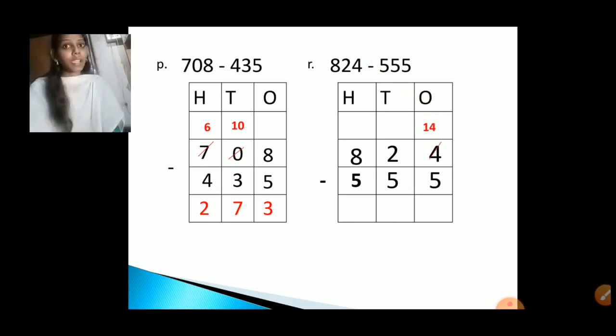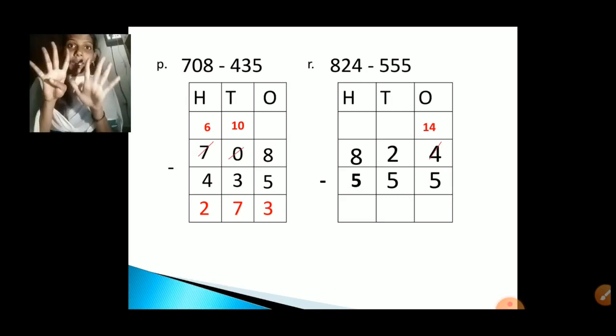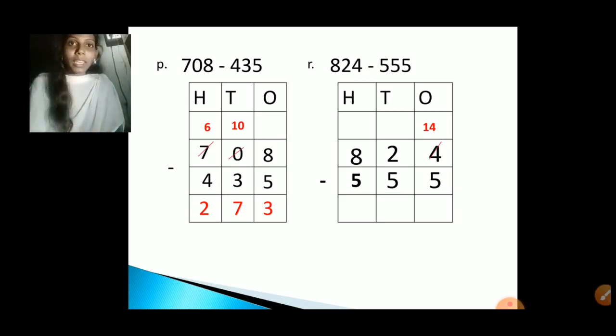And 14 minus 5 equals to how many? We'll count from 6. From 5 means after 5. 6, 7, 8, 9, 10, 11, 12, 13, 14. 14. So 14 minus 5 equals to how many? 14 minus 5 equals to 9. So 9 we will write under the ones place.